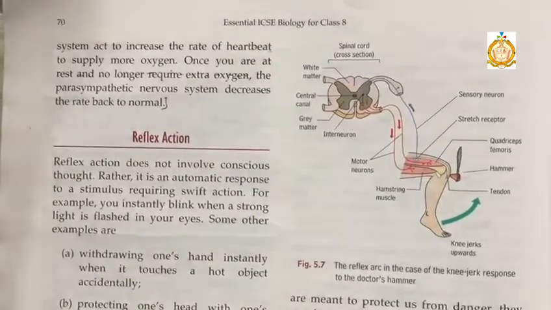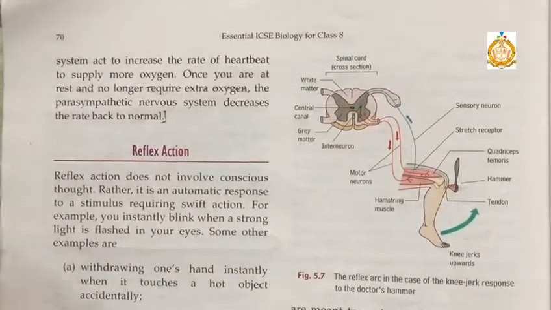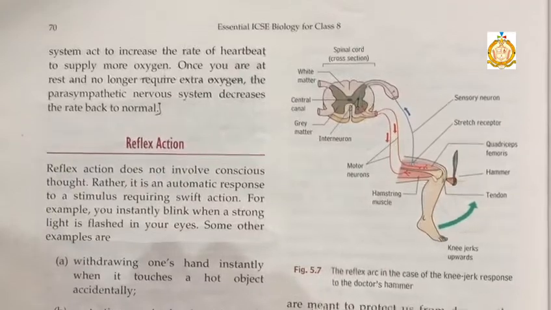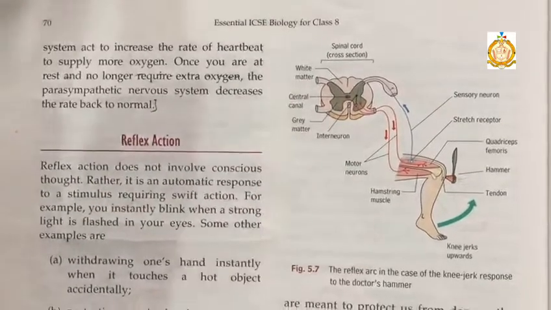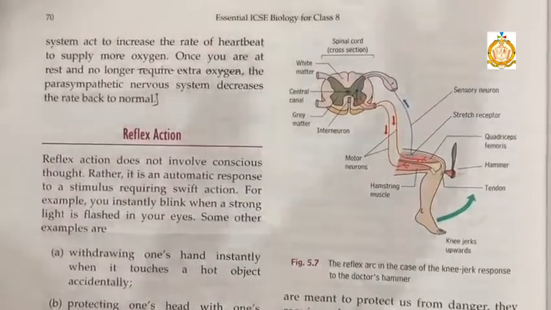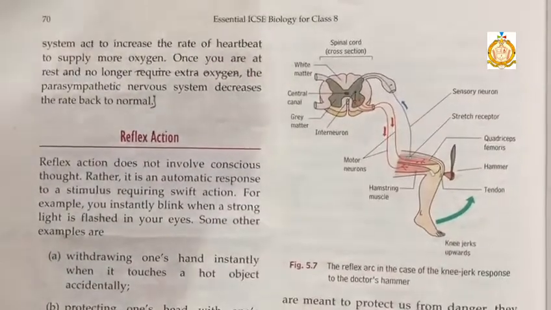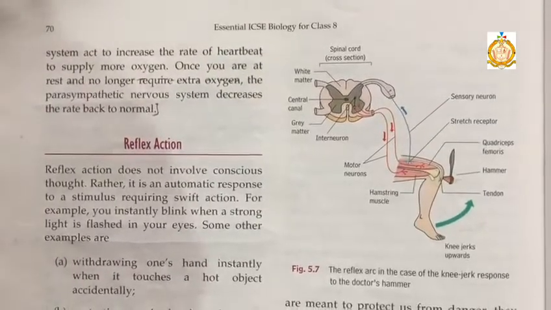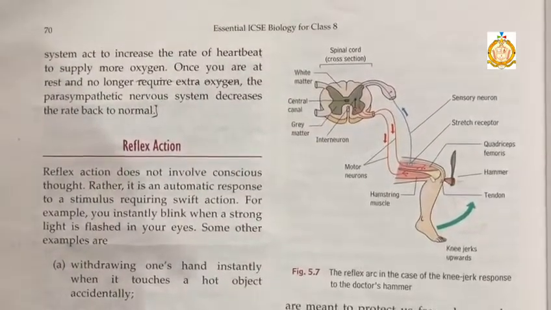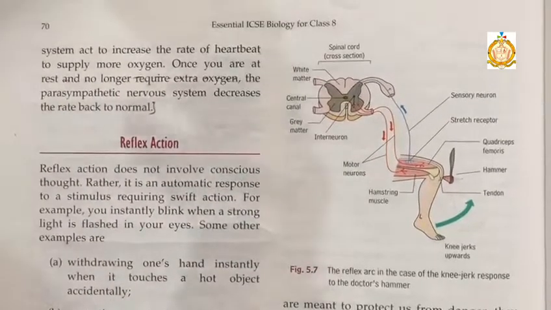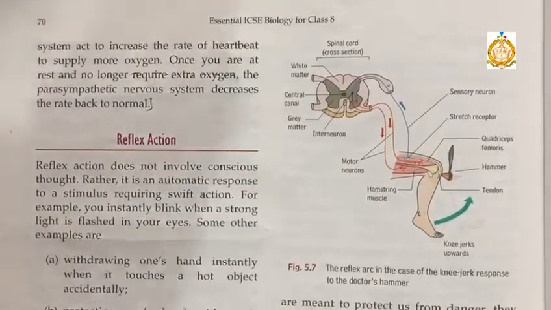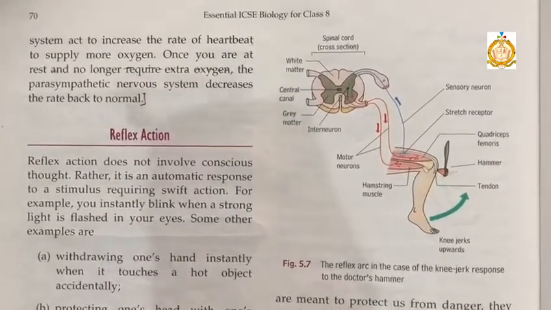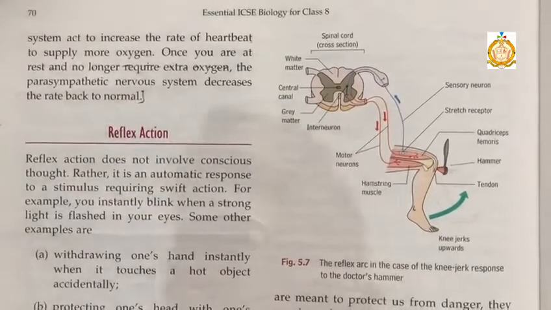In the activity, they had given you one example: when you need more energy, in that situation your sympathetic nervous system activates and provides more supply of oxygen to your body to overcome that situation. And when you are coming to the state of rest, your body no longer needs that extra energy, so in that situation the parasympathetic nervous system again keeps your body in the rest state, making you normal again from that situation.